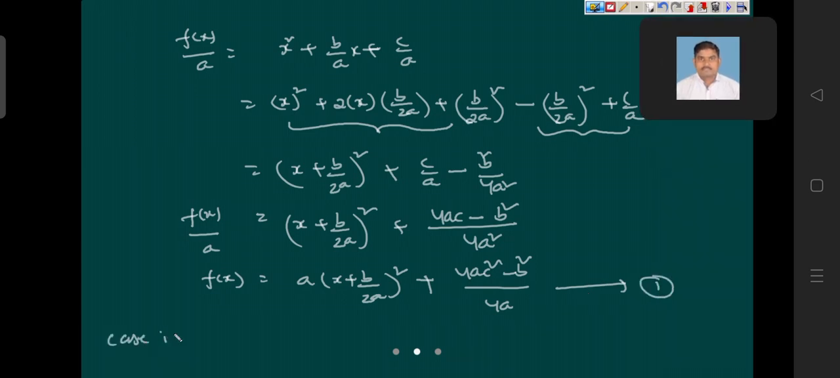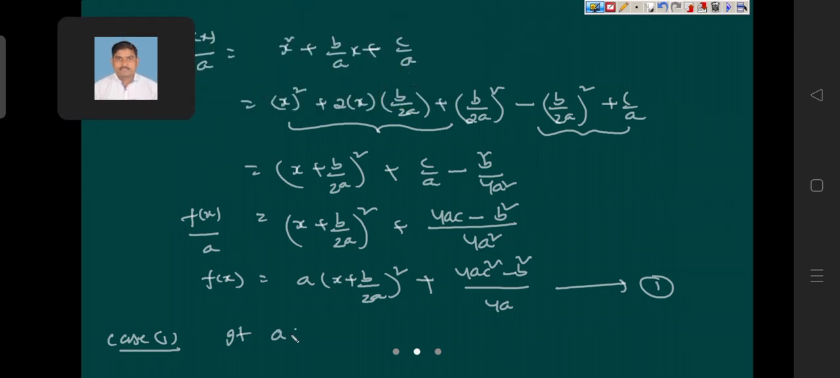Case 1. If a is less than 0, then what happens? If a is negative, observe equation 1: a is negative, and (x plus b by 2a) whole square is positive, since the square of any real number is non-negative. So negative into positive is negative. So the entire first term becomes negative.